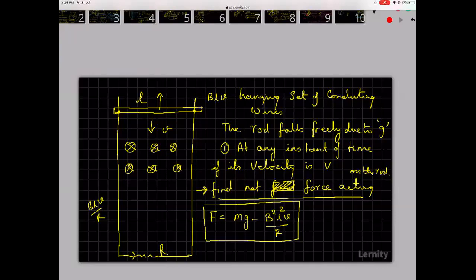That means as it comes down, the velocity will keep increasing. So a stage will come when the net force is equal to 0. After that, the rod will tend to move with a uniform velocity. So that is the equilibrium velocity. At equilibrium, the velocity will become equal to Rmg by B square L square, at that point where the net force becomes equal to 0. So after that, the velocity is constant.